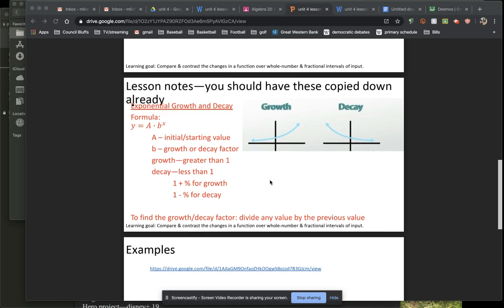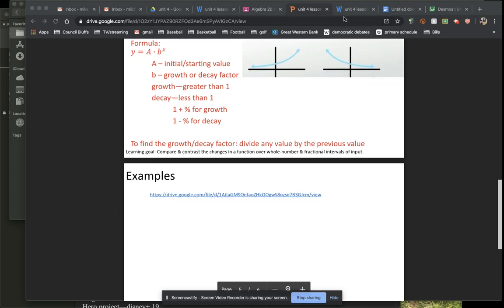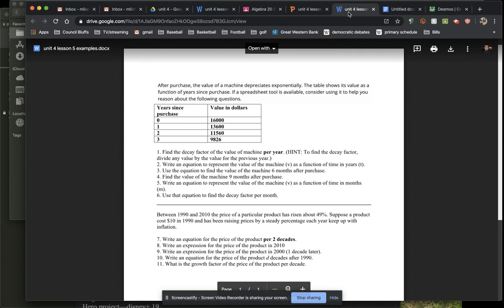All right, so no new lesson notes today, so we're going to go right into the examples. After purchase, the value of a machine depreciates exponentially. Remember, depreciates means that the value of the machine goes down. So this is exponential decay. The table shows its value as a function of years since purchase.